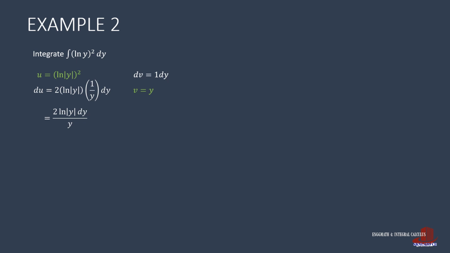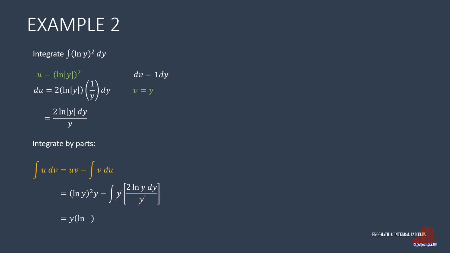Completing all parameters, use the formula for integration by parts. Starting with uv as the square of ln y times y, then subtract the integral of v du, which is y times 2 ln y dy upon y, where the y's cancel out, simplifying the binomial as y times the square of ln y minus 2 times the integral of ln y dy.